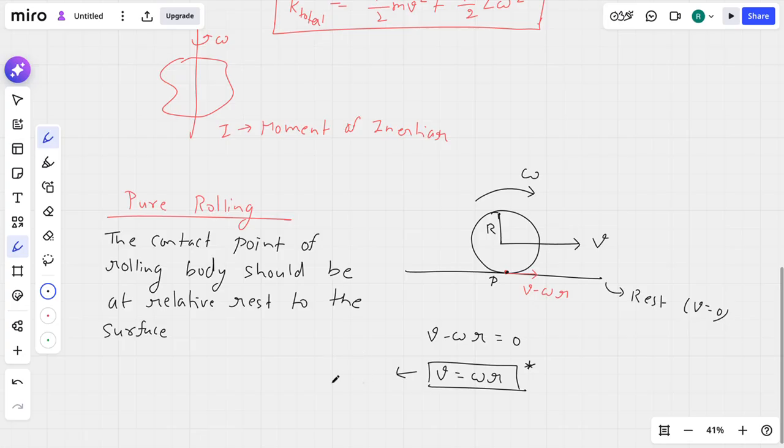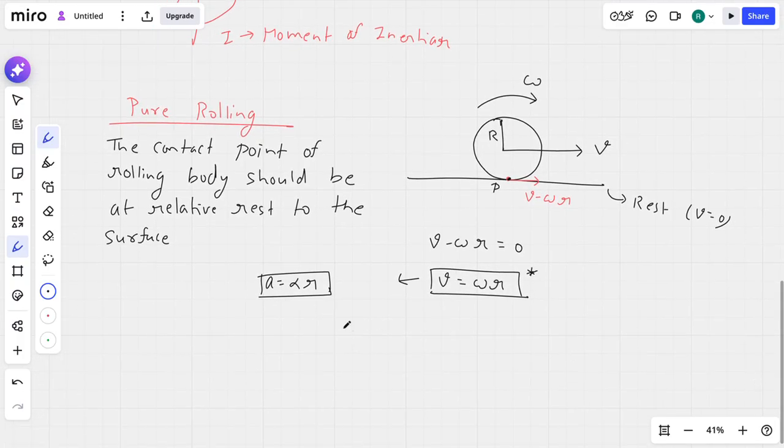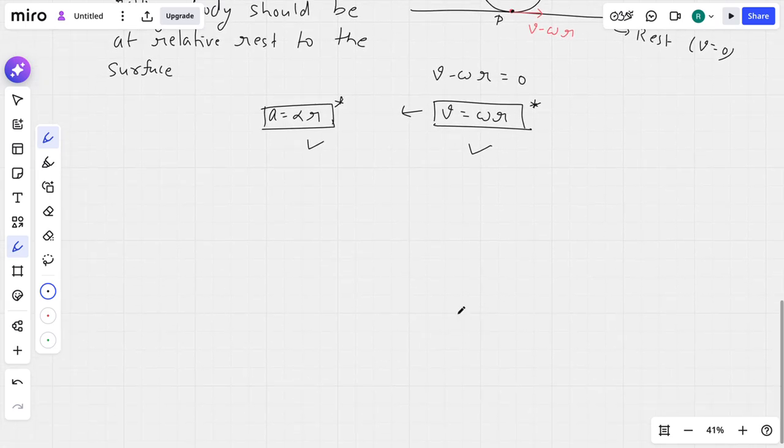After differentiating this equation, we can also get a equal to alpha r. Suppose there are forces acting on this rolling body, so the body will acquire some translational acceleration and also some angular acceleration. So this is the relation between translational and angular acceleration of a rolling body, and the earlier one is the relation between linear speed and angular speed of a rolling body. These are the conditions required for pure rolling motion. Now what are the dynamics of rolling motion? Let's talk about the dynamics of rolling motion.